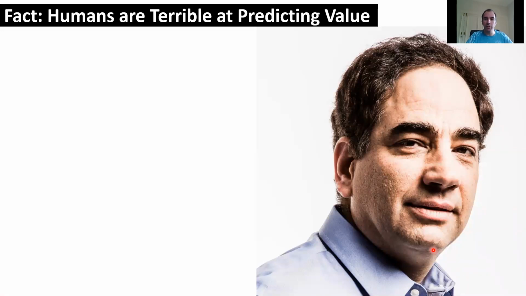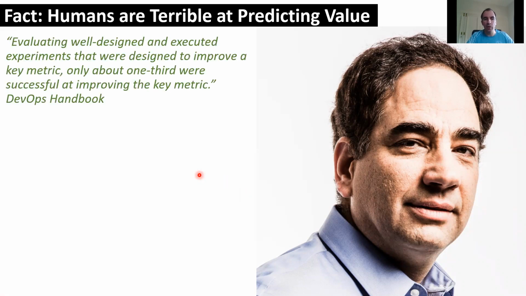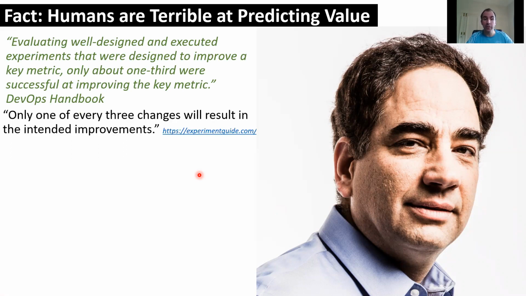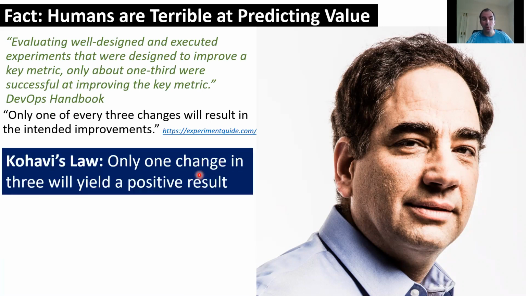And so the gentleman on the screen here is Ron Kohavi. I first became aware of him in the DevOps Handbook, where there was a statement towards the end of a chapter basically saying that only 1 in 3 changes were successful when they started measuring them. And I call this Kohavi's law, and it's pretty much a best case scenario. We often think that we're going to get value and it's a straight line process.